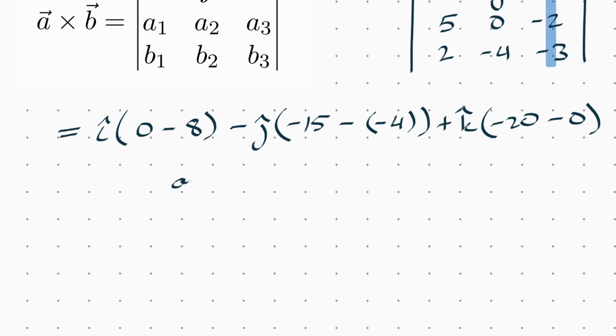And so our vector A cross B, the vector that we get as an answer here, is going to be negative 8 I hat. Negative 15 plus 4 is negative 11, but this negative from outside needs to distribute in. So we have positive 11 J hat, and then minus 20 K hat. And that's your answer. So there's your vector answer there.